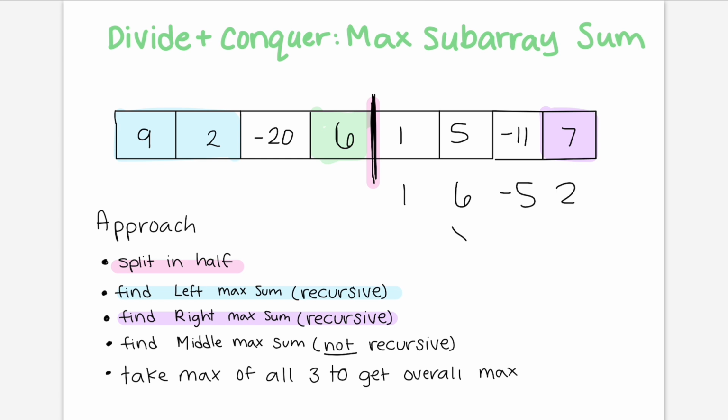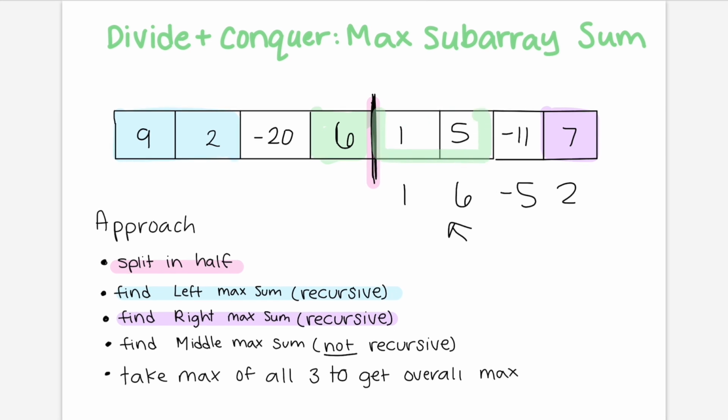Well, okay, this is our maximum starting from the middle. Let's highlight this in that cute green color. And then we just add the left and the right hand starting from the middle together, and that will give us our middle maximum sum. And notice I just calculated that not recursively.